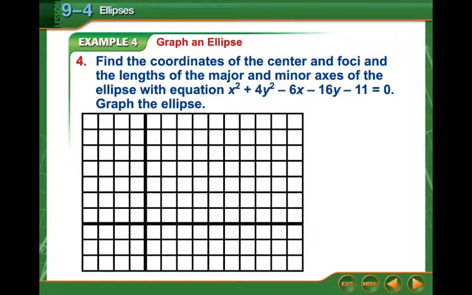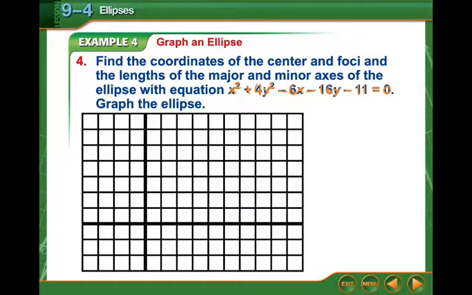Now, this one's a little bit more complicated because we have to actually manipulate our equation. And to do that, what we have to do is actually complete the square twice within the same equation. So we need to do some rearranging of our equation first. And there's not a ton of space to do this problem, unfortunately. So what I'm going to do is I'm going to write over the problem and give myself a blank slate. So it's x squared plus 4y squared minus 6x minus 16y minus 11 equal to 0.